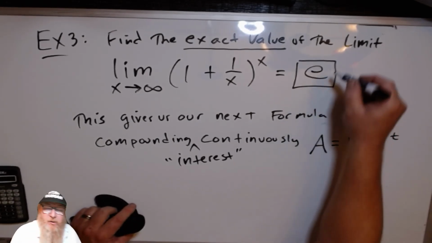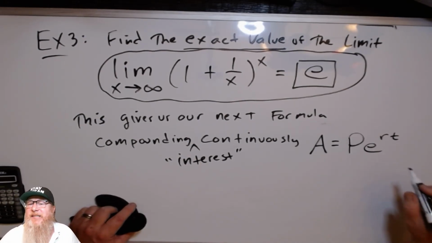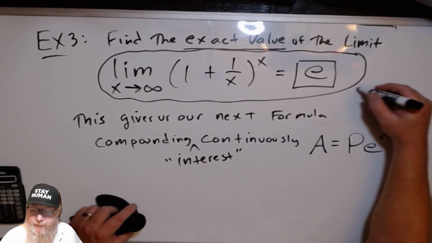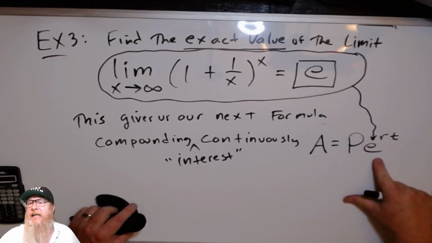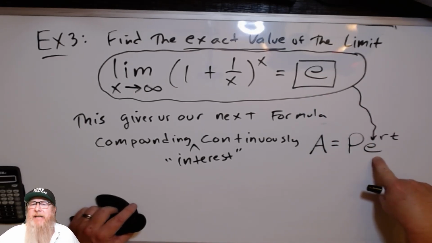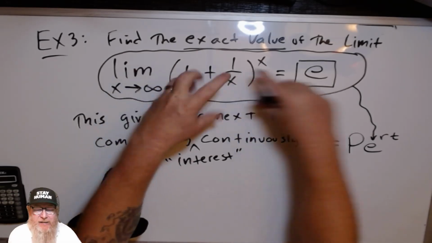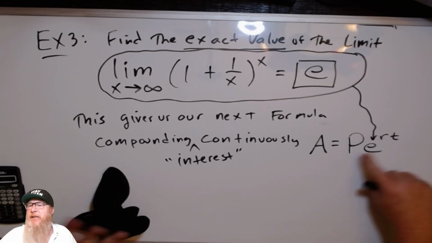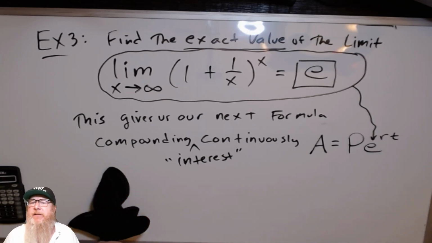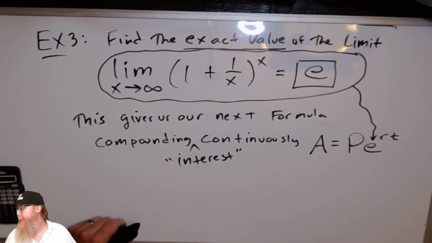So you take this limit, the one we just discussed extensively, and you insert the result, the E, as the base. So you don't need the parentheses, you don't need the 1 plus 1 over. All of that gets condensed into one nice symbol, E. And this is memorized, I memorize it as the PERT formula. It's the compound continuously.